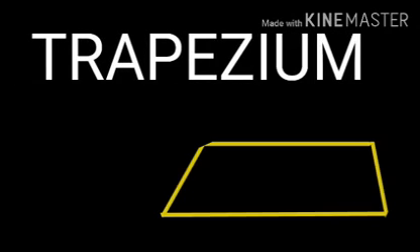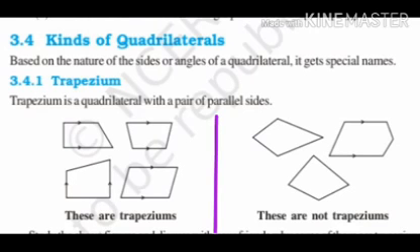First type of quadrilateral is trapezium. A trapezium has only one pair of opposite sides parallel to each other. The figures that you see on the left hand side are all trapeziums. On the right hand side, the figures shown here are not trapeziums. So either the top side is parallel to the bottom side or the left side is parallel to the right side. But these parallel sides are not equal to each other.